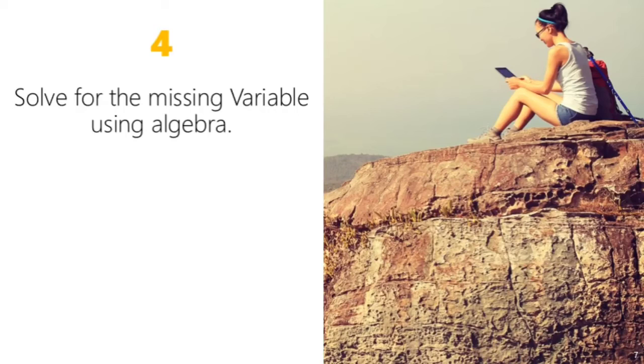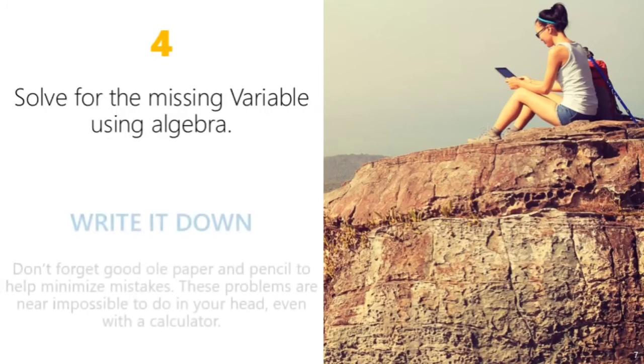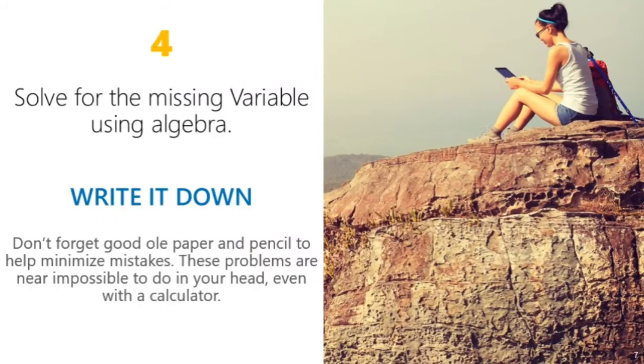Solve for the missing variable using algebra. Now the reason why I put this as a fourth step and a completely different step is mainly because you guys don't like to write stuff down. I say mgh equals half mv squared, and you immediately pull out your calculators and start trying to throw numbers in the calculator. Write it down, paper and pencil. These problems are near impossible to do in your head, even if you have a calculator. So if you're solving for v, go ahead and do that algebraically on the paper, and then put it in the calculator. Or even if you use the calculator the whole time, still write it down. Makes it a ton easier.